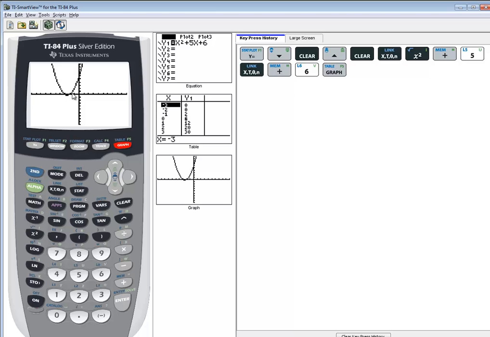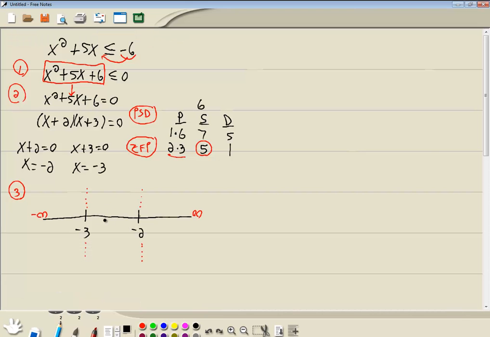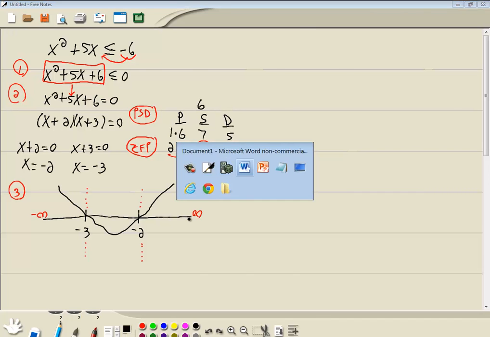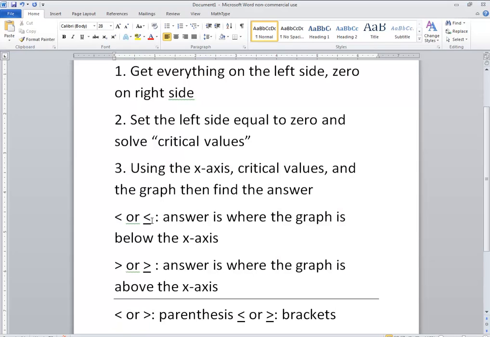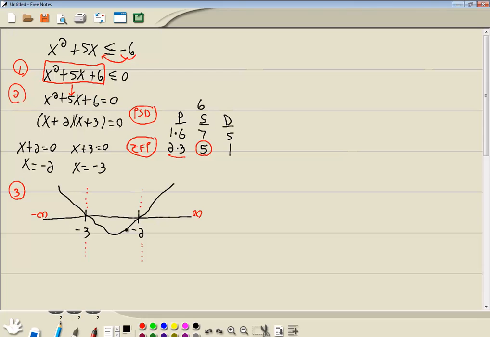Can't see it real well, but since I know what the critical values represent, I know my graph looks more or less like this right here. Doesn't have to be perfect. For this problem, we got less than or equal to. Less than or equal to says your answer is where the graph is below the x-axis. Well, it's below the x-axis right here. This horizontal line here is the x-axis.